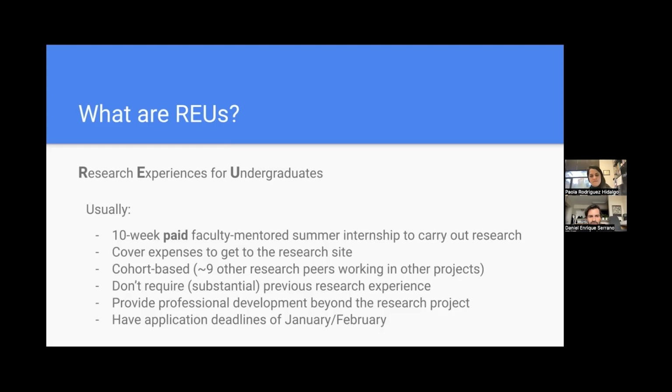And they don't require substantial previous research experience, so this is open to many people. Some of them are particularly interested in bringing undergrads that don't have research experience so that they can get that experience. They provide professional development in addition to the research that you're going to do, so you get to learn how to communicate science or how to find out what you want to do after undergrad, like if you want to go to grad school, or you want to get a job, things like that. And they typically have application deadlines around January and February.